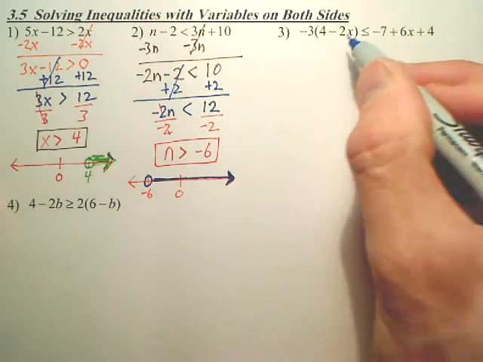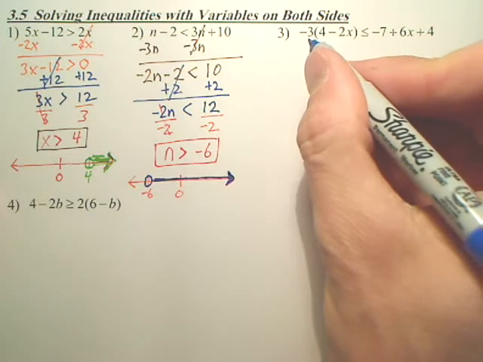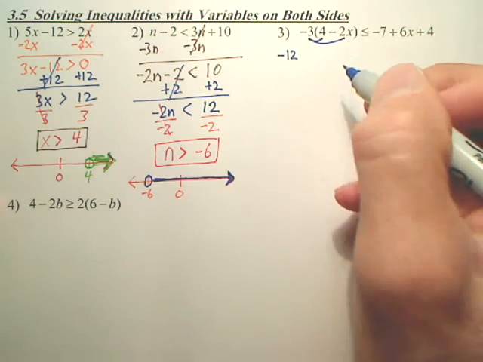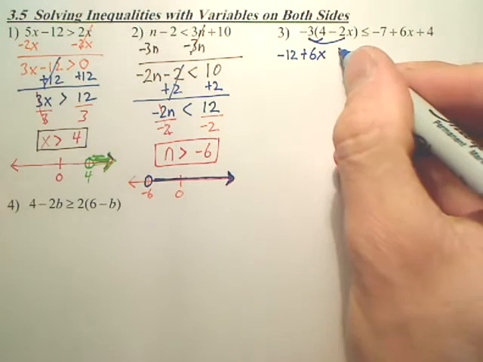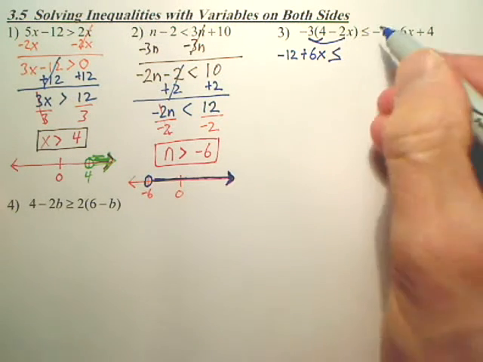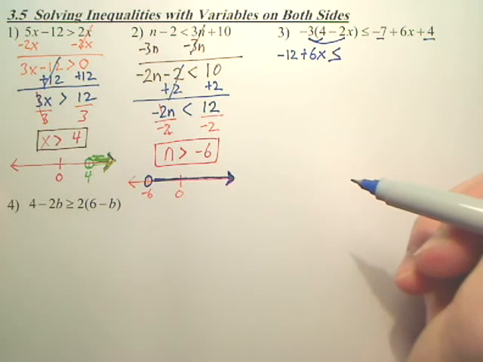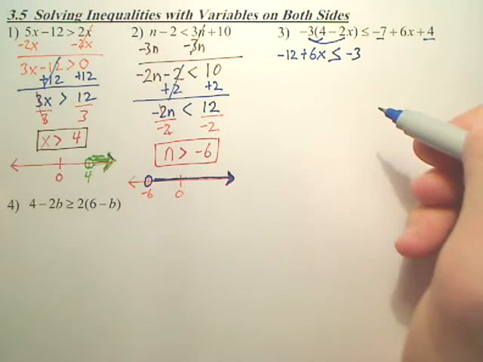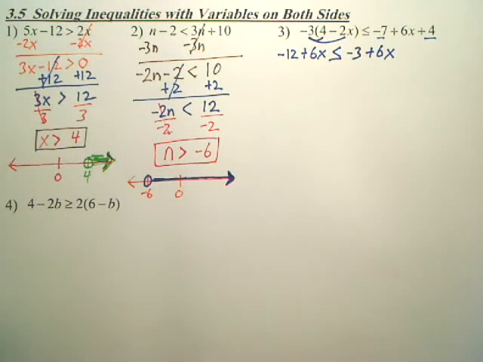Number 3. I want to solve this one. The first step is to simplify each side. So I'm going to distribute negative 3. That gives me negative 12, and negative 3 times negative 2x is positive 6x, less than or equal to. And then can I combine these two right here? Combine like terms? Yeah. What's a negative 7 and a 4? Isn't that negative 3? And then the 6x has nothing to combine with. 6x is all by itself. Okie dokie.